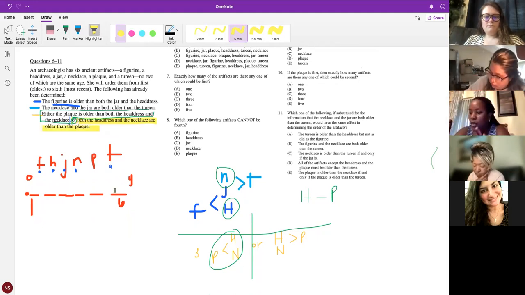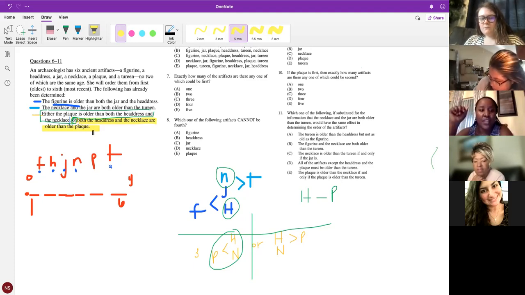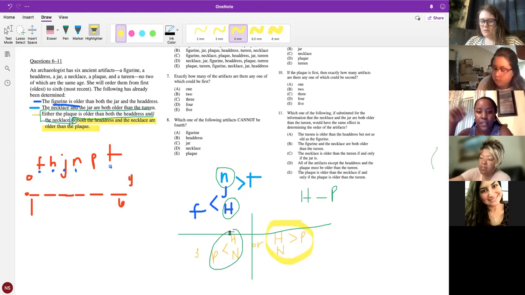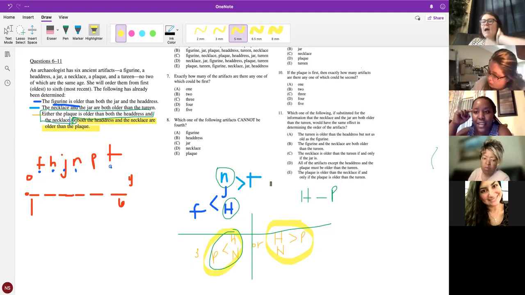Well, I guess when I did it, for me the signs just mean which is before. But what does the second half mean? The headdress and the necklace, they're older, so they're going to be before the plaque. Yeah, so isn't that what I did? I think it's just the sign, because I did it similar to the P. But now I see. I put them in actual order, because to actually just flip it is too confusing for me.